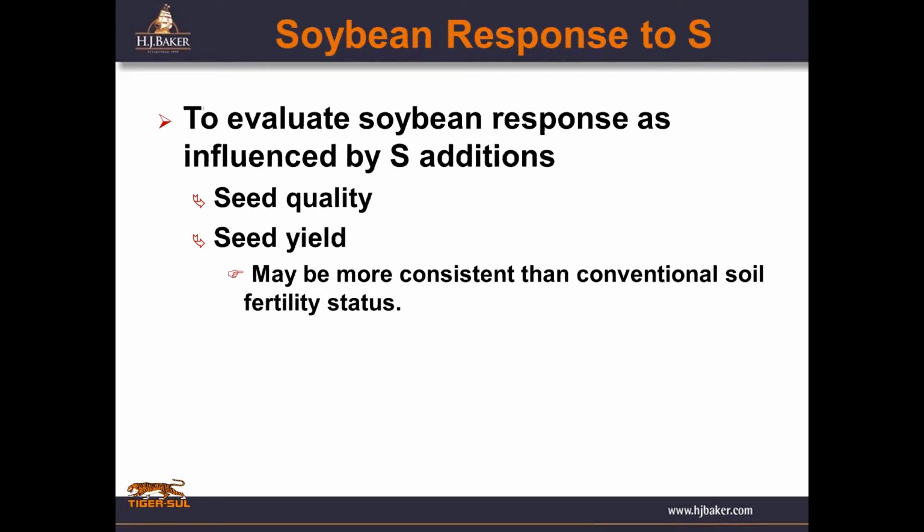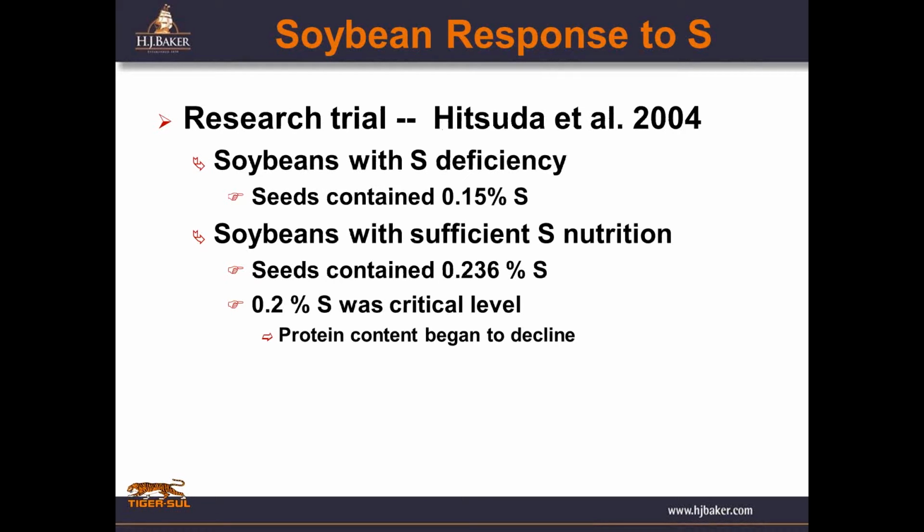To evaluate soybean response as influenced by sulfur additions, seed quality and seed yield tend to be more consistent than conventional soil fertility status. Based on some recent research, this is certainly a different perspective. In a research trial conducted by Hitsuda and others in 2014, he revealed that soybeans with a sulfur deficiency had seeds that contained less than 0.15% sulfur, whereas soybeans with sufficient sulfur nutrition had seeds that contain 0.23% sulfur. So here again, with 0.2% sulfur being the critical level, once we got below that, we saw protein content begin to decline significantly.